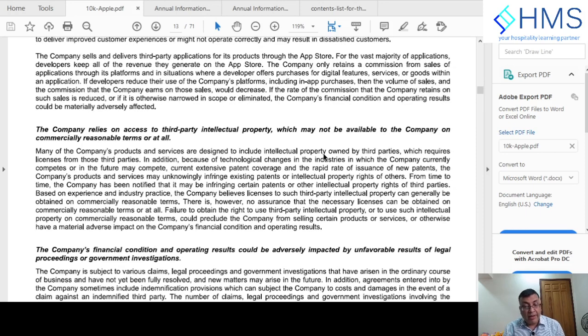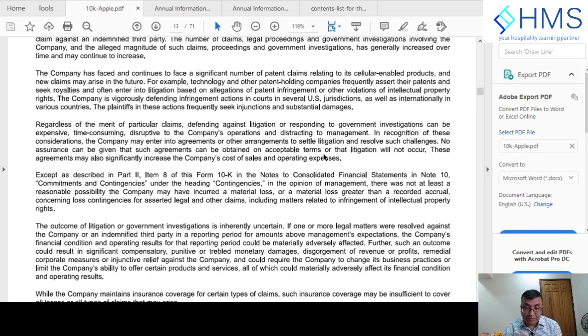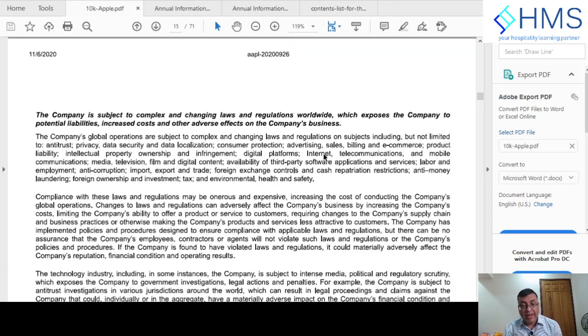So they rely on access to third party intellectual property, which may not be available to the company on commercially reasonable terms or at all. So there are third party software products available on the iOS platform. They may not be available, which may impact their ability to sell iOS devices in the future. If there's no software, nobody is going to buy the iOS device, right? So that's the risk the company has.